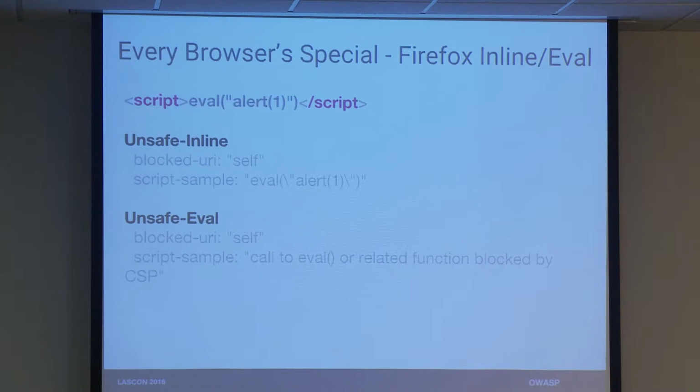And so this is what it might look like when you get a report back from Firefox, and you want to determine if it's an unsafe inline or eval. If it's an eval, it'll always be that string: call to eval or related function blocked by CSP.